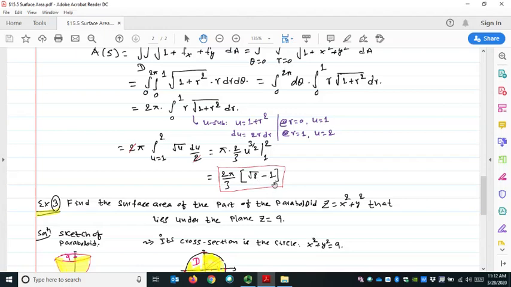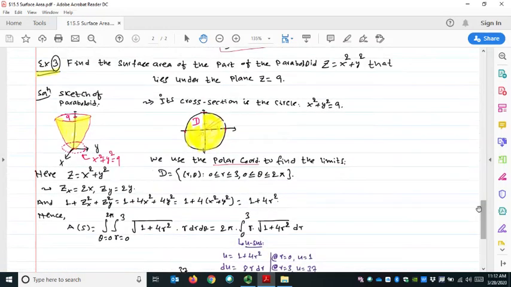Great. Similarly, let's move on. Let's do another example, example 3. Let me scroll down. That's better. So example 3: find the surface area of the part of the paraboloid z equals x squared plus y squared that lies under the plane z equals 9.